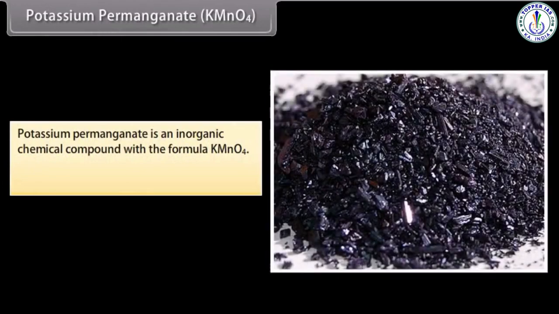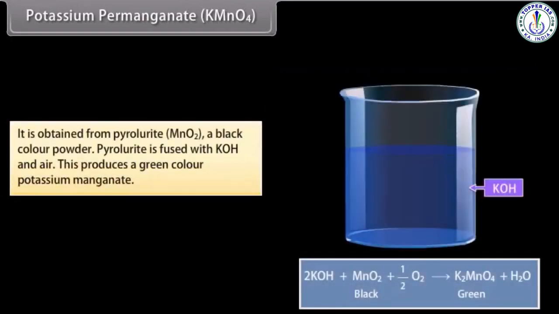Potassium permanganate, KMnO4. Potassium permanganate is an inorganic chemical compound with the formula KMnO4. It is a salt consisting of K+ and MnO4- ions. It is obtained from pyrolusite, a black colored powder. Pyrolusite is fused with KOH and air. This produces a green colored potassium manganate.